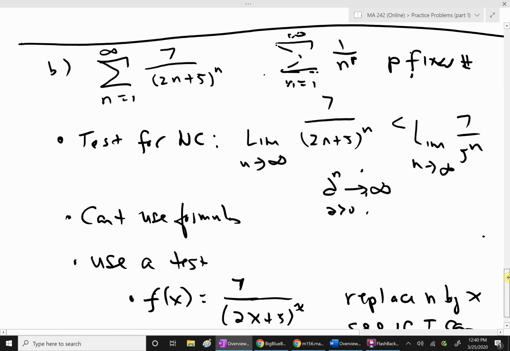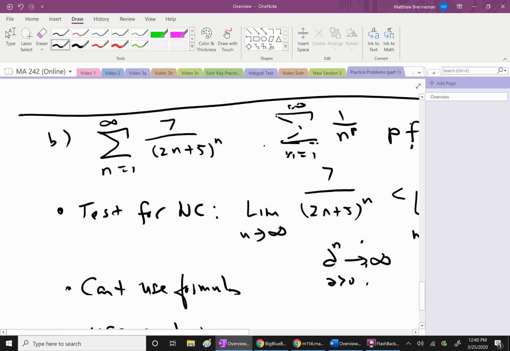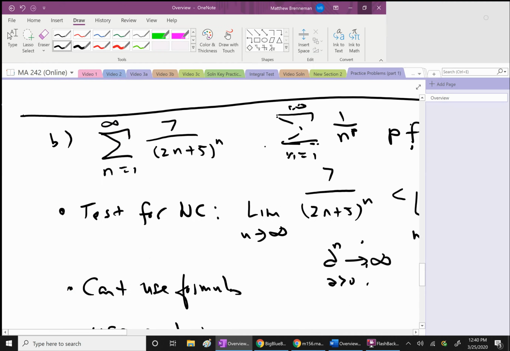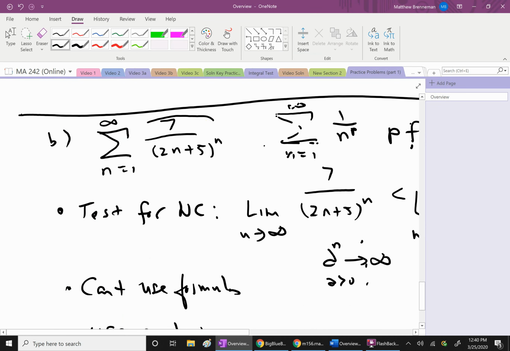So here's the thing. I look at this. I have the root, ratio, and comparison tests. Again, I'm looking at the form of this. What does it look like I could use? You could try the root test. I could try the root test.